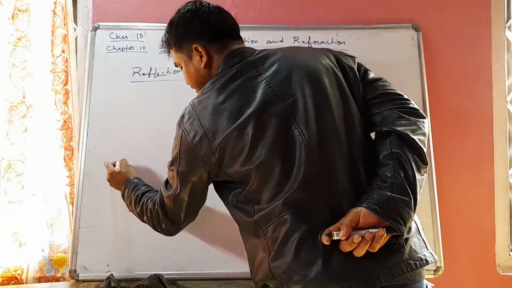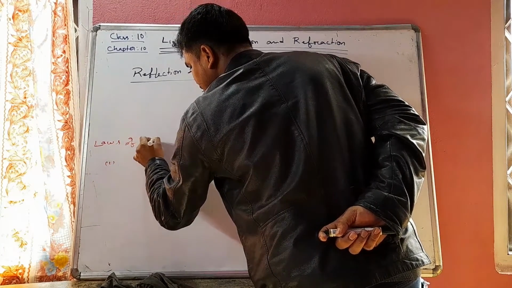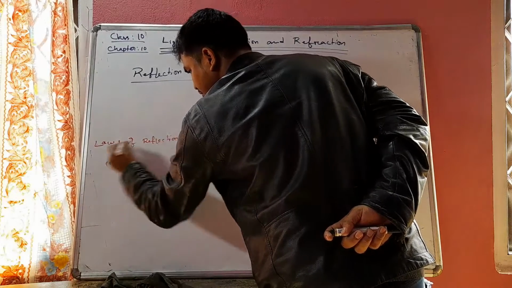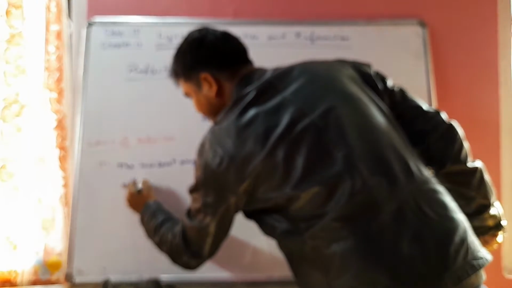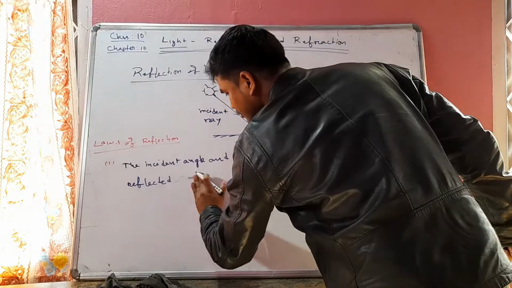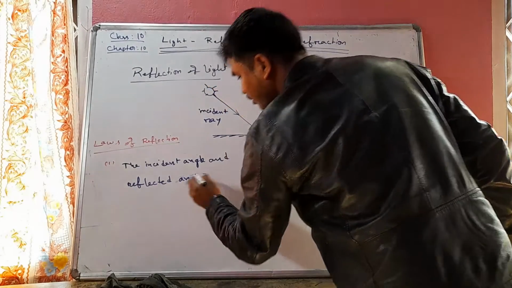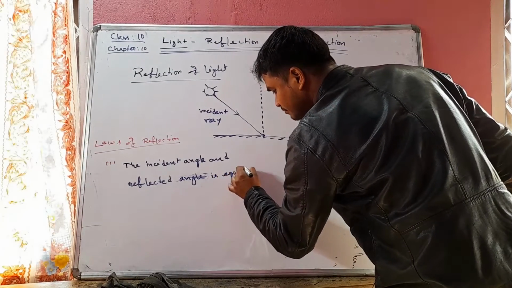Number one, laws of reflection: the incident angle and the reflected angle, or angle of reflection, are equal.